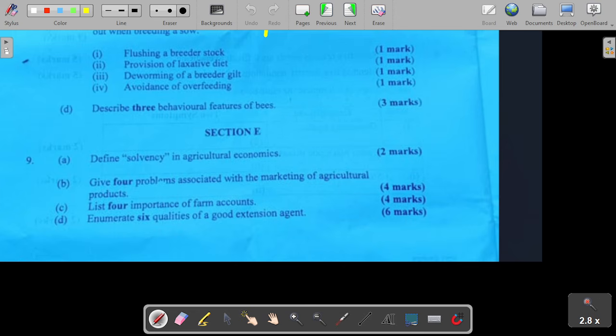This solution is the option. Check it out. 9D, we have the functions of the extension agent in the solution, so check that out. See you in civic education.